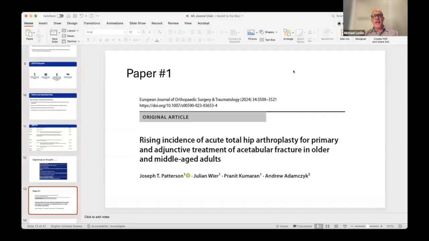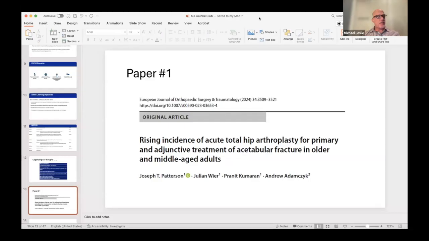So the first paper we're going to discuss tonight is a paper discussing the incidence of acute total hip arthroplasty for primary and adjunctive treatments of acetabular fractures in older and middle-aged adults. This is a current paper. The good news here, there's not a lot of classic papers related to this topic, right? We honestly don't even have very many classic papers regarding outcomes of acetabulum fractures in this particular age group. So, we're going to work off of what we have, and we're going to discuss some of the current papers that are kind of discussing what we're starting to do as a community of surgeons.